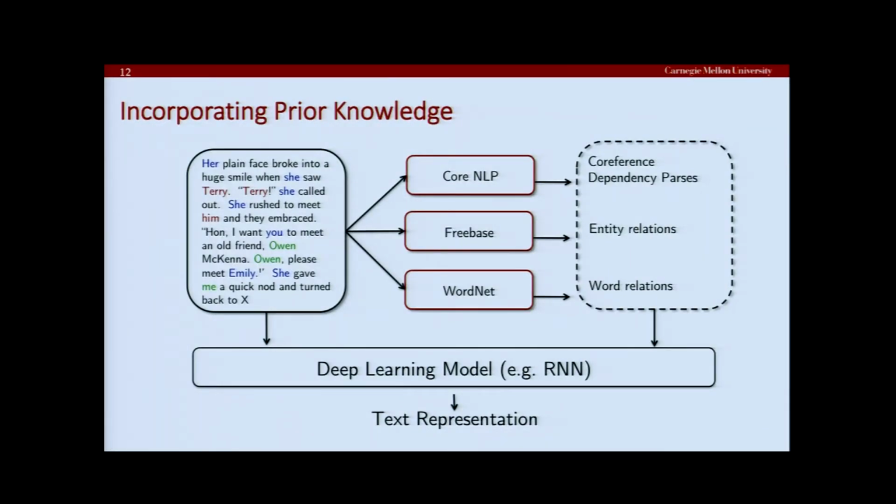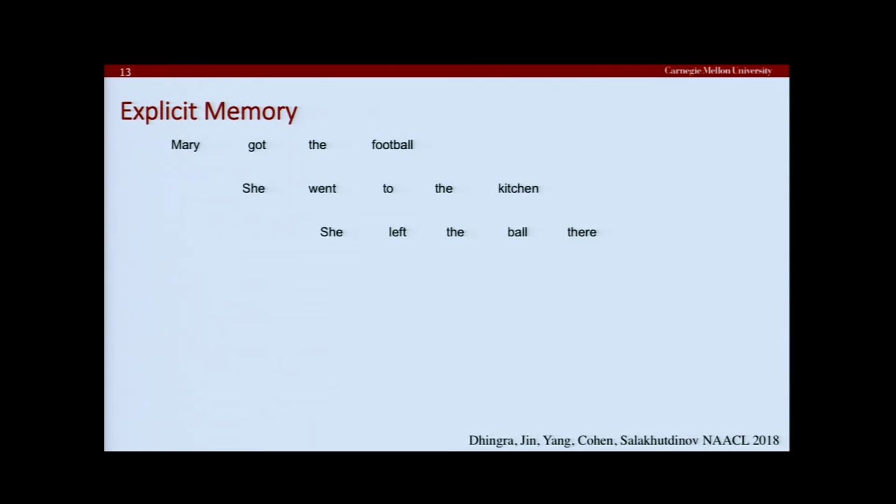Maybe we can use coreferences, maybe you can use entity relations, maybe you can use word relations to really get to a better representation, right? So one way of doing this is by introducing perhaps different types of architecture. So imagine that I give you these 3 sentences. Mary got the football, she went to the kitchen, she left the ball there.